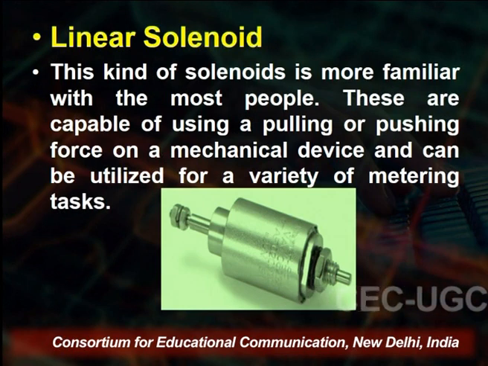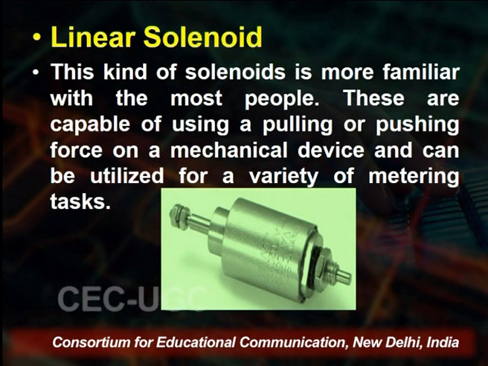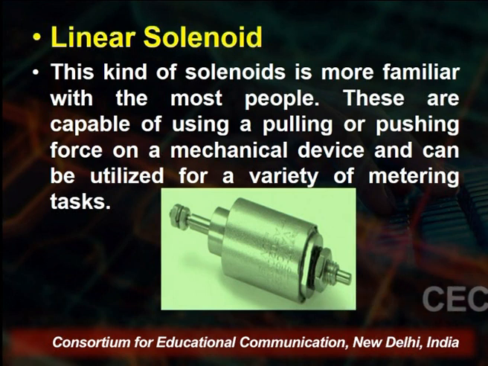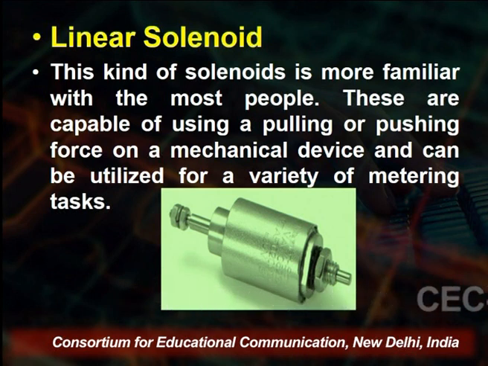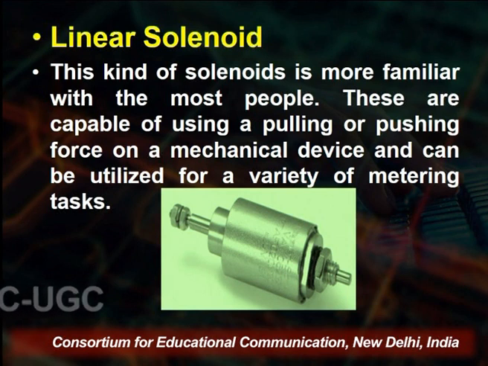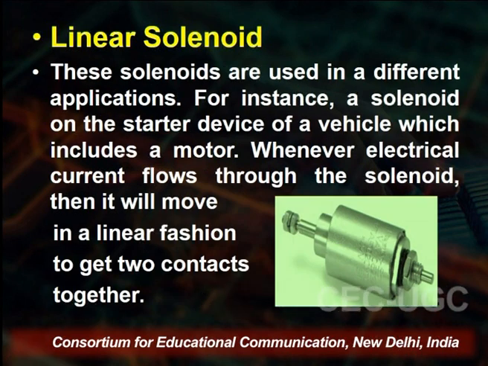So, now next is the linear solenoid. You see here that this kind of solenoid is more familiar to most people, and we use these in many electronic gadgets. These are capable of pulling or pushing forces on mechanical devices. In the doors, we use this type when we use a touch screen in the door closers. These mechanical devices can be utilized for a variety of metering tasks, and these solenoids are used in different applications.